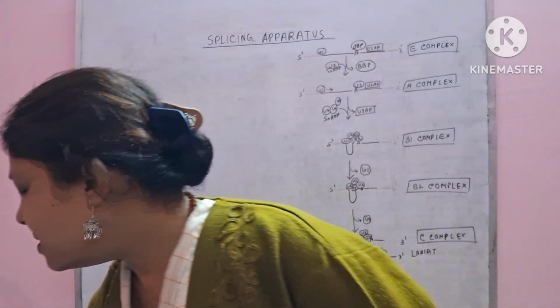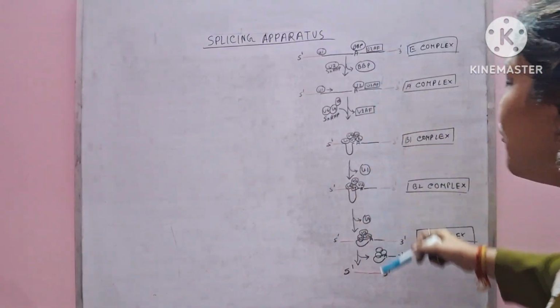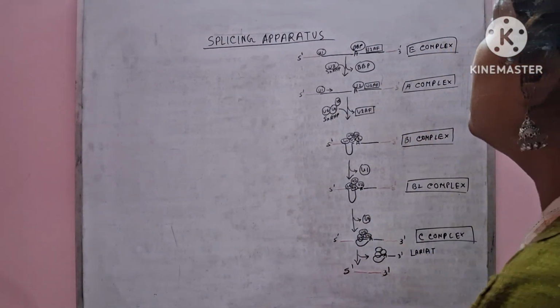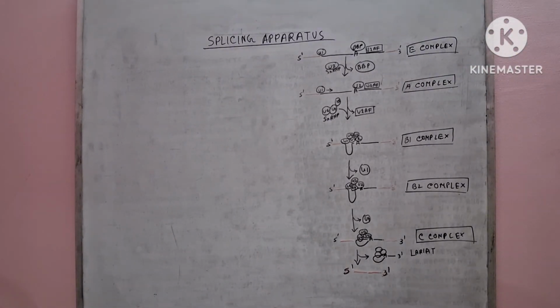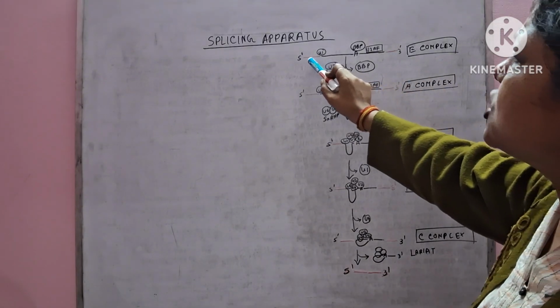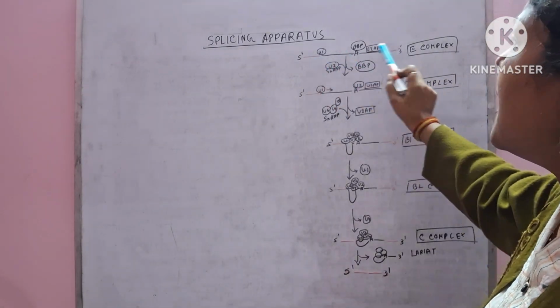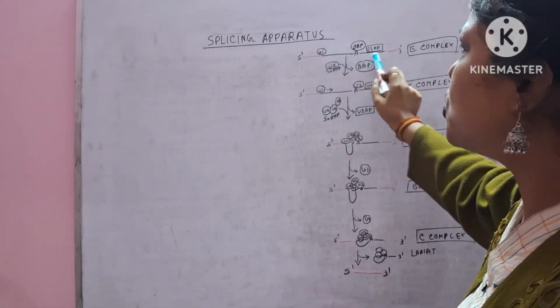So this is the spliceosome formation, or you can say the splicing apparatus formation. So what is that? First, you can see these two are the exons, okay, and these two are the introns.